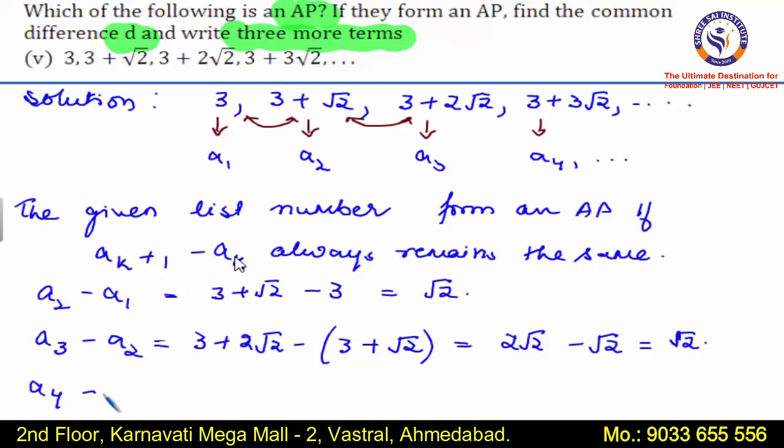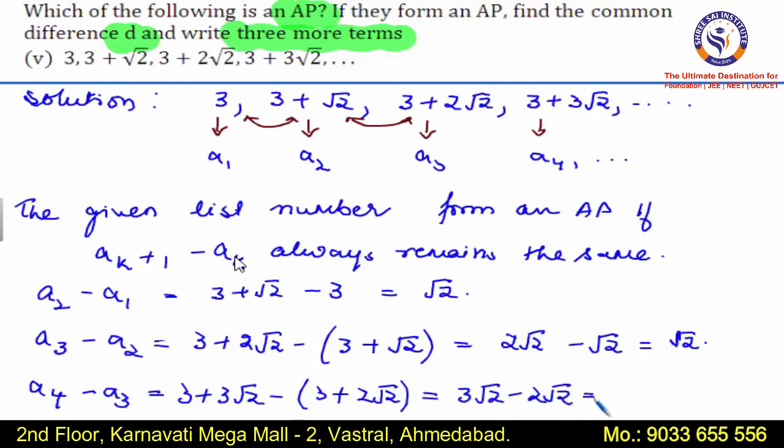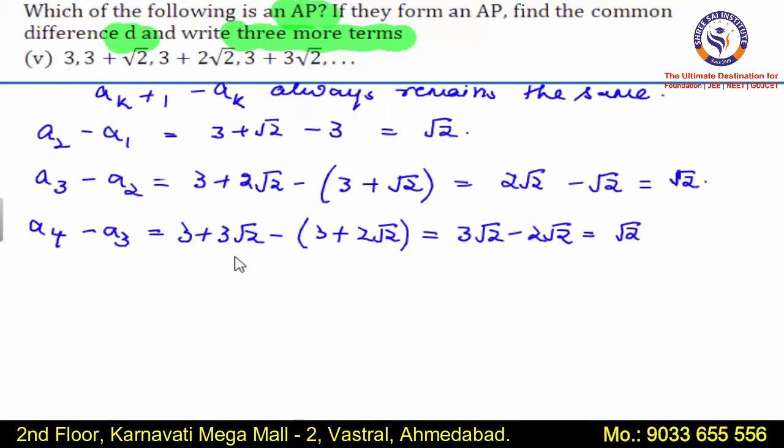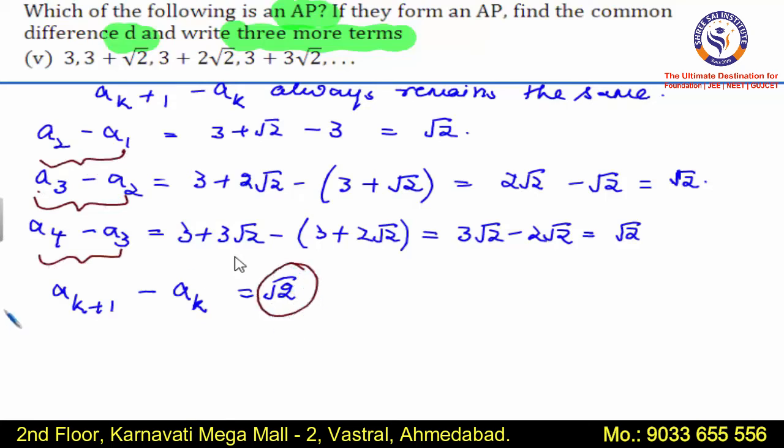Similarly, let us find out A4 minus A3. This is equal to 3 plus 3 root 2 minus 3 plus 2 root 2, which is equal to 3 root 2 minus 2 root 2. This implies again root 2, that is A(k+1) minus A(k) is equal to root 2, that is the difference between any two consecutive terms always remains the same, which is equal to root 2.